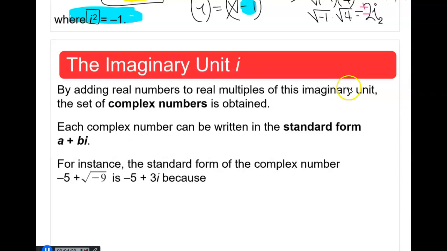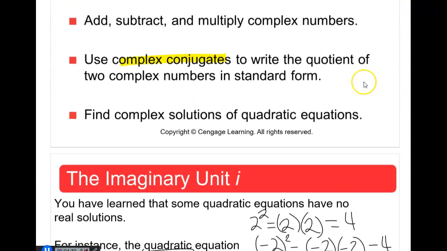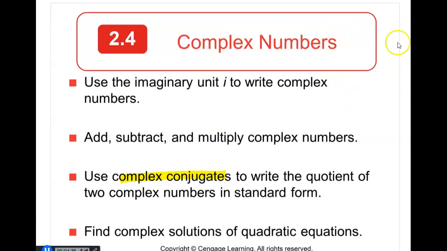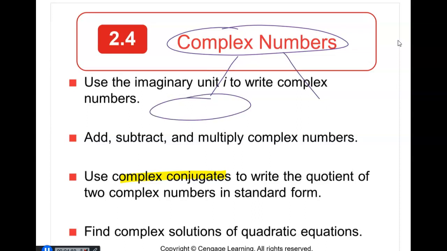So complex numbers, let's go back a little bit. That's the title of our section, and I want to make it clear that complex numbers are the big set of numbers, and everything that we have been doing is in the set of real numbers. So real numbers are also complex numbers. It just happens that the imaginary part is equal to 0.